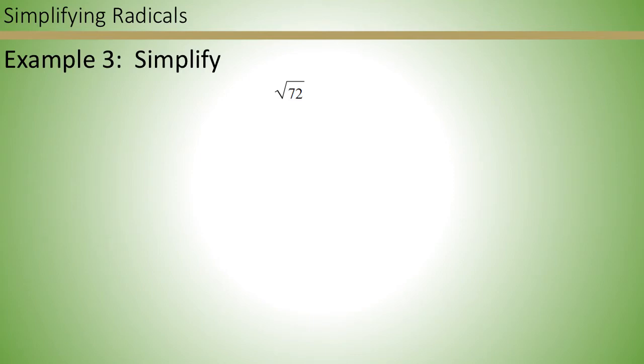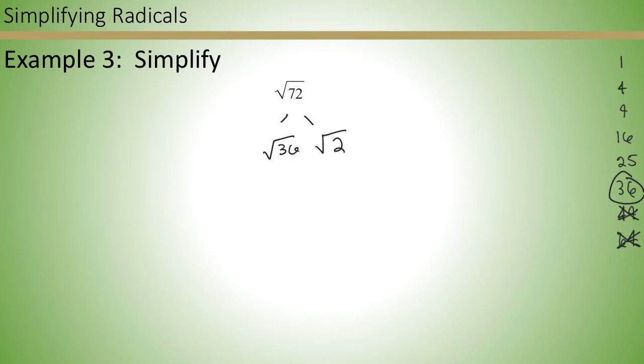Here's another example. Again, perfect squares: 1, 4, 9, 16, 25, 36, 49, 64, and that's all the perfect squares that are smaller than 72. So 64 does not work, 49 does not work, but 36 actually is a factor of 72. So we're going to break this apart as root 36 times root 2. The square root of 36 is 6, and the square root of 2 is just going to stay as the square root of 2. So that is our simplified form.